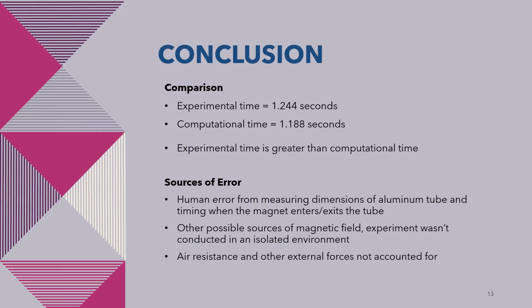Comparing the experimental and computational model, one can see the experimental time is greater than the computational time. Sources of error include human error for measuring dimensions of the tube, other sources of magnetic field as the experiment was not conducted in an isolated environment, and other external forces such as air resistance that were not accounted for.